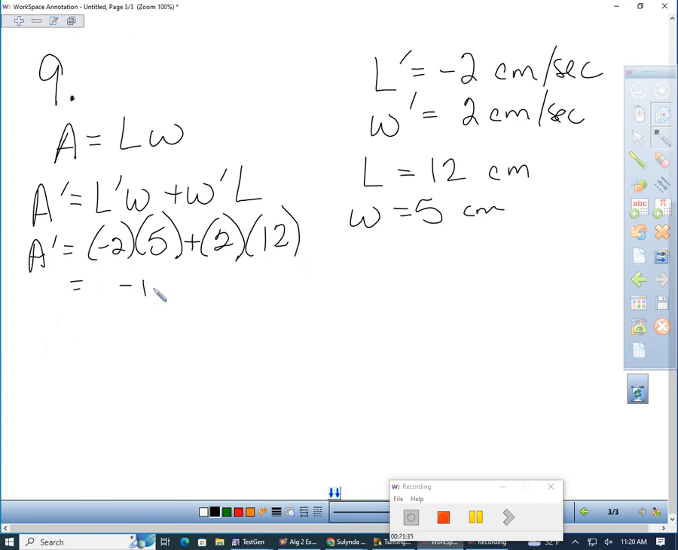So this is negative 10 plus 24. So 14. And what do you think the label is? Yeah, centimeters squared per second. So that's part A.